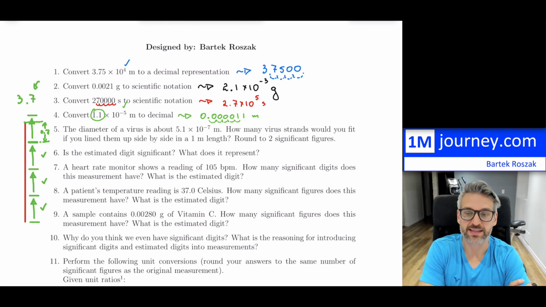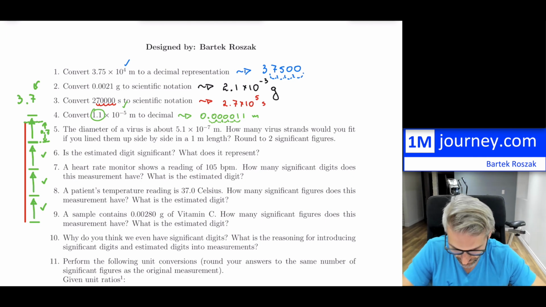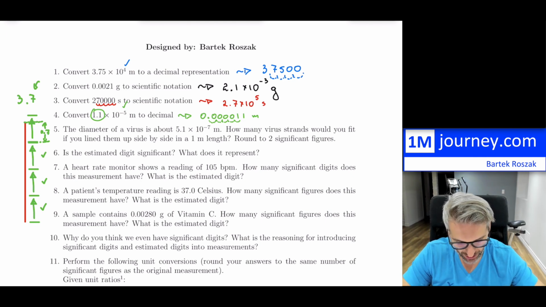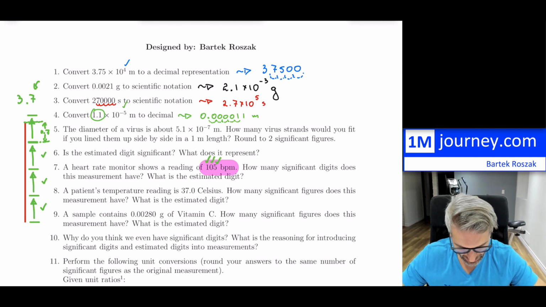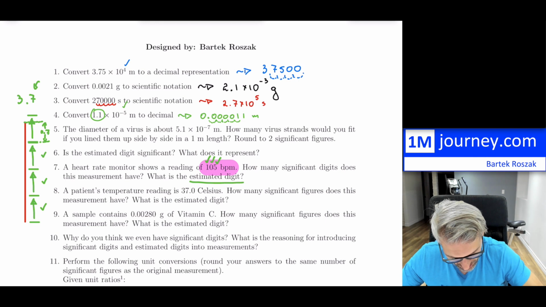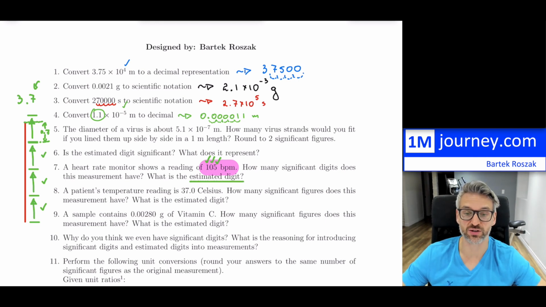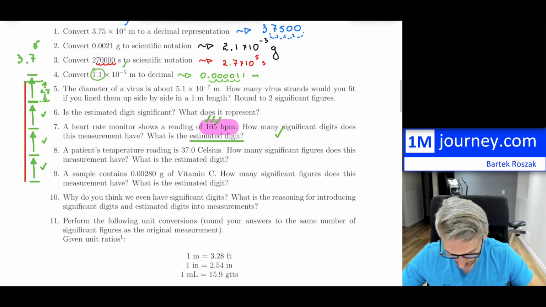Question number 7. So let's take a look at this one. A heart rate monitor shows a reading of 105 beats per minute. How many significant digits does this measurement have, and what is the estimated digit? Okay, so this one is not that hard. So 105, that is 3 significant figures, 1, 2, and 3. Now, what is the estimated digit? The estimated digit is always the last significant digit that you count. So that would have been the 5, right? So 5 at the end. So that's question 7.